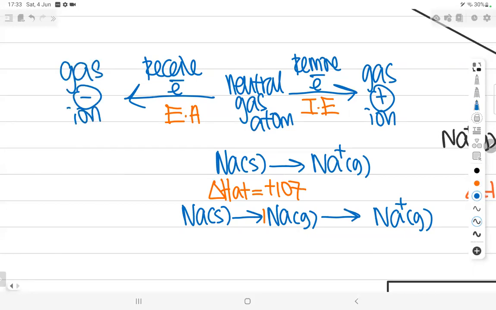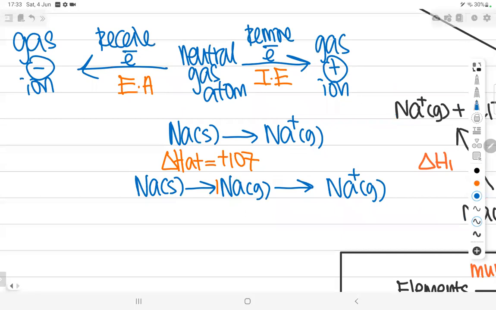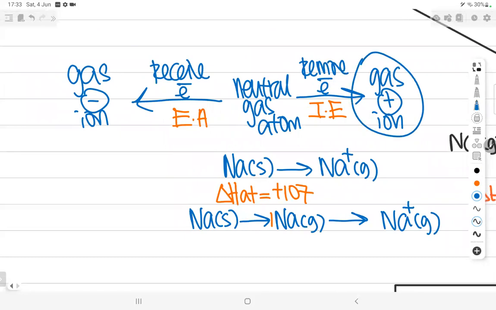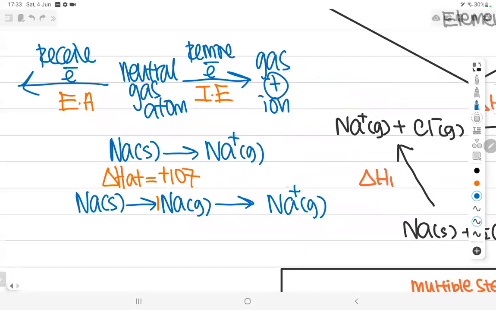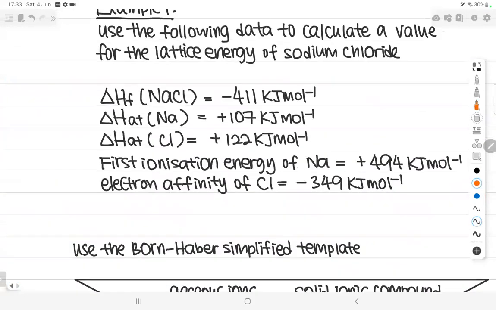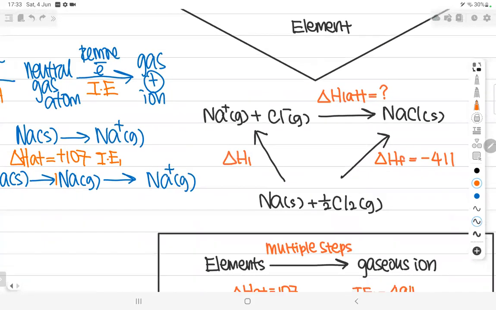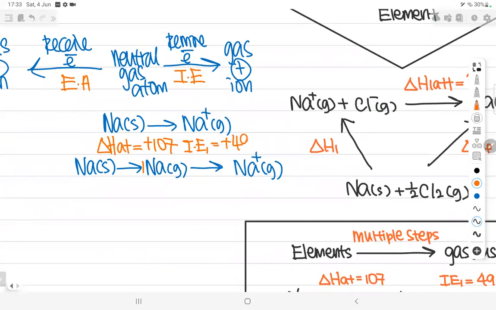So you can see, now we are putting all the puzzles, everything we learned, together. So now I want to make something neutral become a positive ion. If you want to get a positive gas ion, it is ionization energy. Since the charge is positive 1, you need first ionization energy. So what is the first ionization energy for sodium? The first ionization energy for sodium is positive 494. So we know already, positive 494.